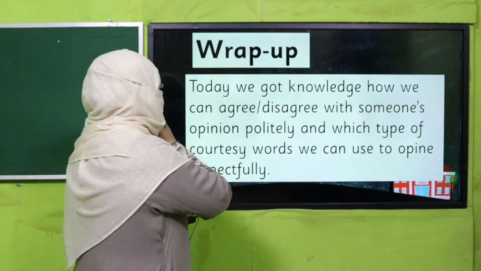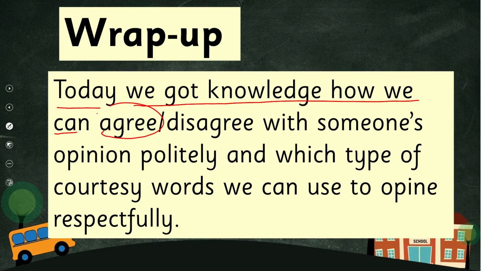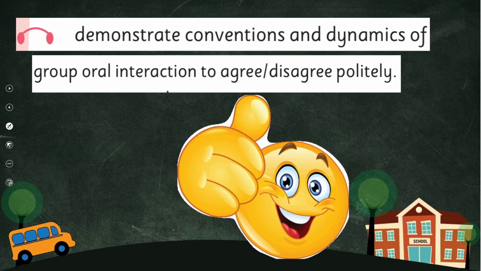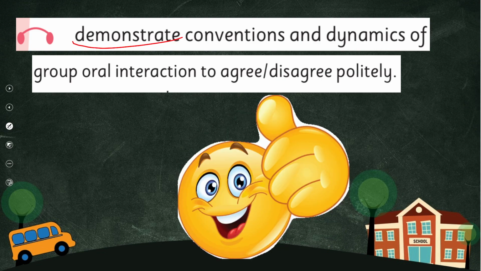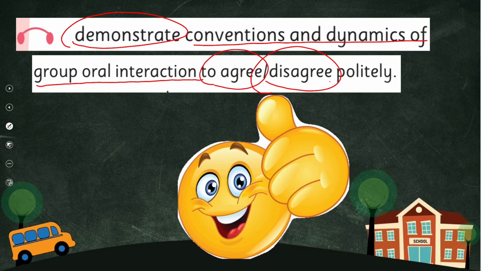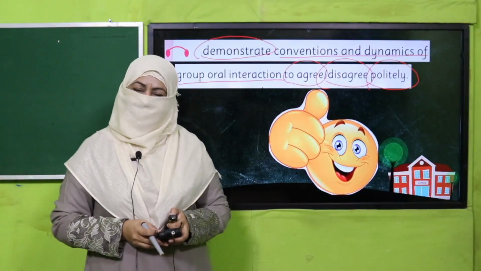So what have we learned today? Today we got knowledge of how we can agree or disagree with someone's opinion politely and which type of courtesy words we can use to express our opinion respectfully. So we achieved our today's SLO to demonstrate conventions and dynamics of group oral interaction to agree or disagree politely. Are we done with it? Yes, so that's it for today.